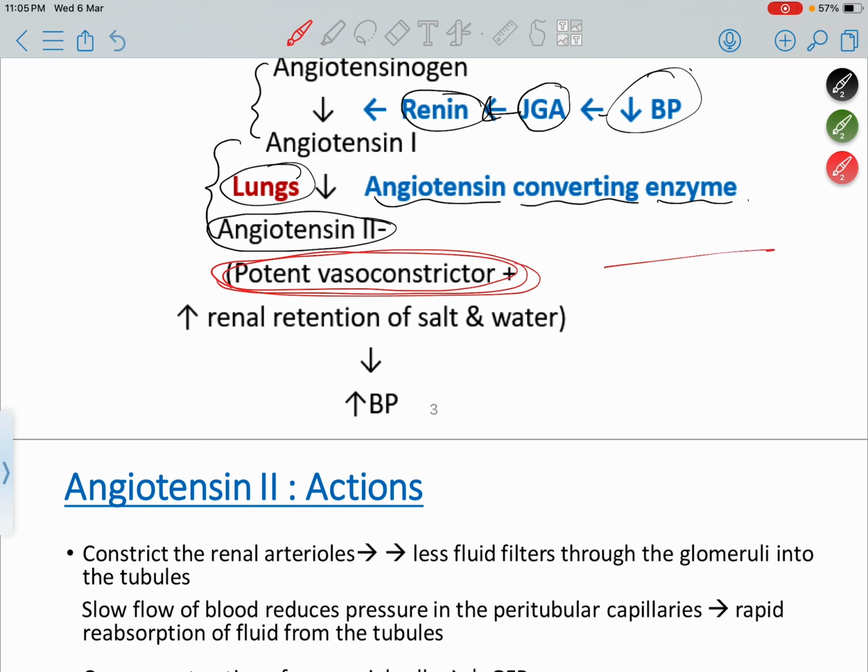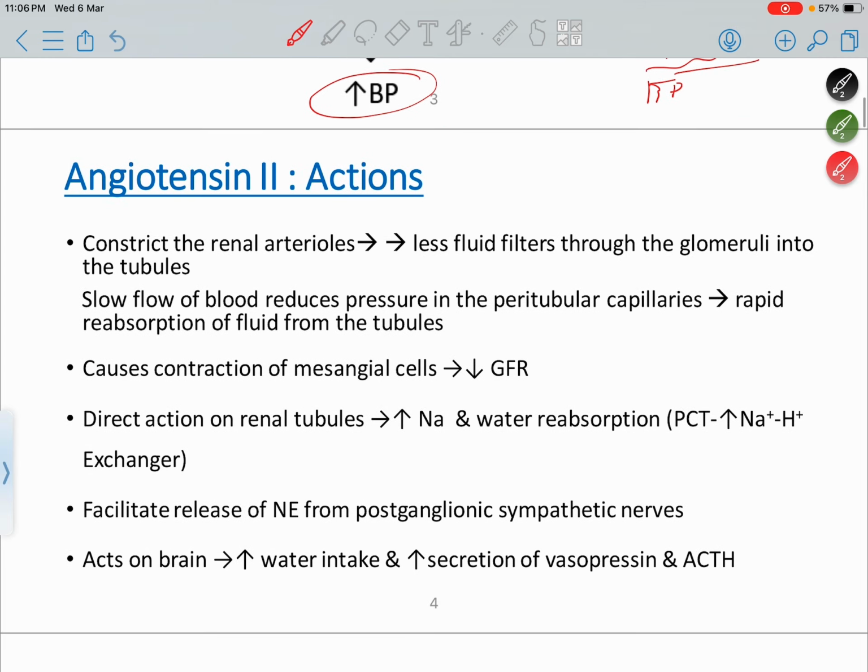When the blood vessels are constricted, the size reduces like this. Then the resistance to the flow of blood increases, so the BP is increased. Increase in BP causes renal retention of salt and water.